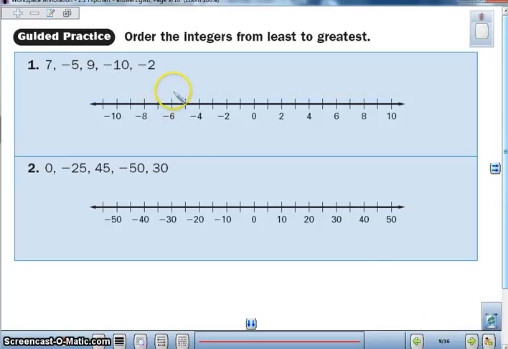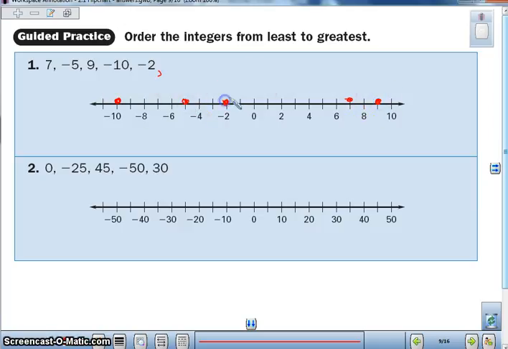What I'm going to have you do right now is just kind of take a look at these two, and if you were going to write these numbers in order, what would they be? So just pause the video for 1 minute. If it helps you to plot the points, so we're going to plot -10, we're going to plot +7, -5, and then we can put them in order. If it helps you to plot the points first, do that.